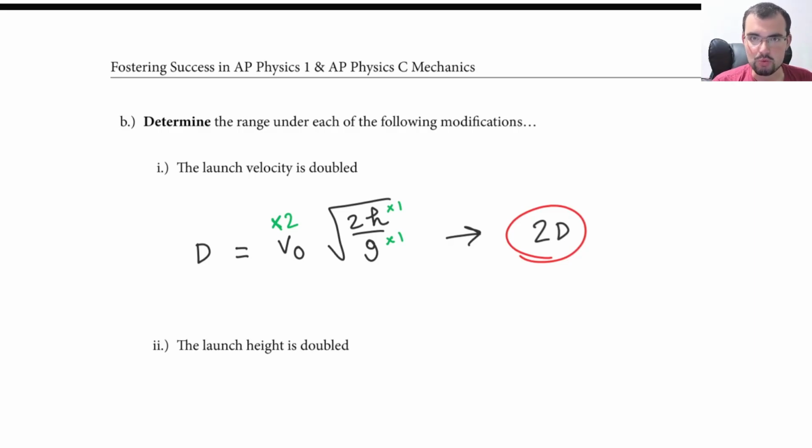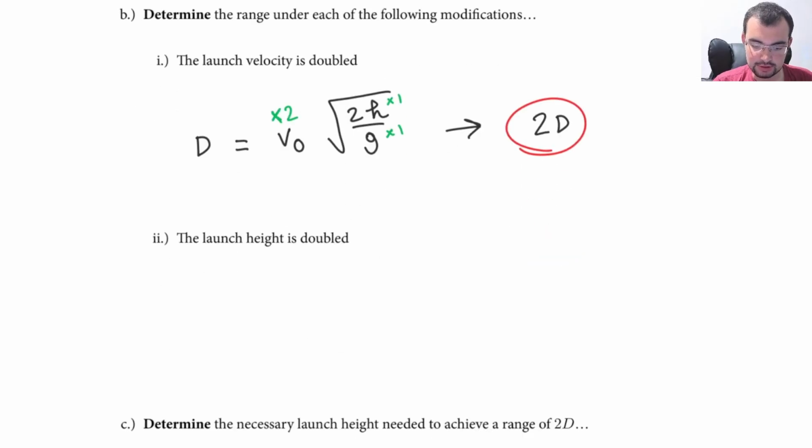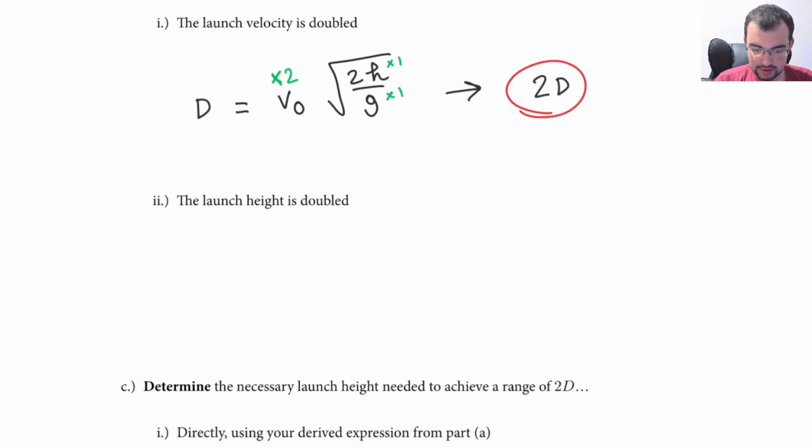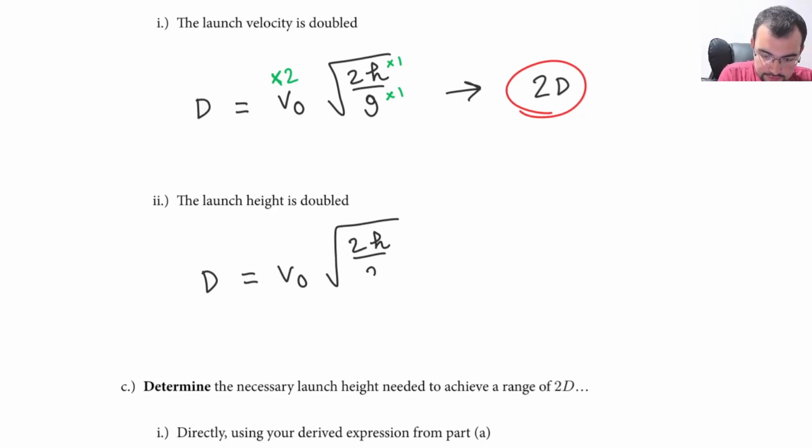And this can get a bit weird if we have square roots and squares and things. So let's look at this case. The launch height is doubled instead. So here, I'm doubling the height. So I have a multiplier of times 2. It is on the numerator, but it is under a square root. So my multiplier would be times 2, but it is under a square root, so that would be square root of 2, my multiplier times d.